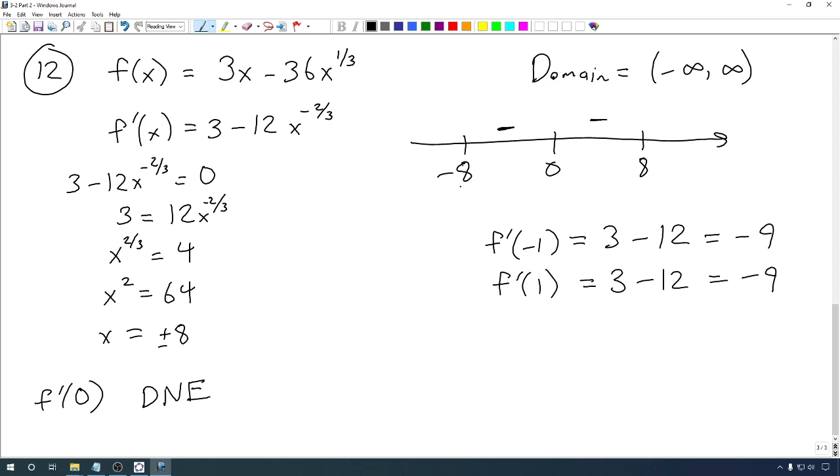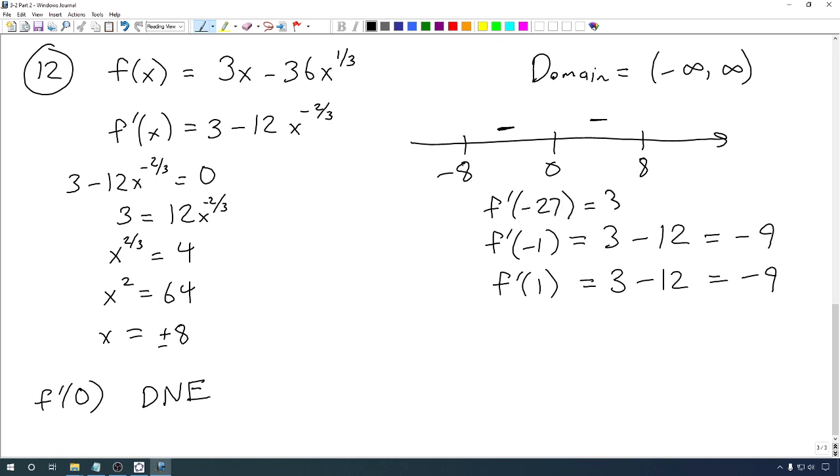Now for negative infinity to negative 8, if I were to pick negative 9, the closest integer to negative 8, that would actually be a little bit tricky to work with. I mean, you could use a calculator. But I'm going to go ahead and pick a number where I can take this cube root really easily. Unfortunately, negative 8 is already a cube, so I have to go to the next cube, which is negative 27.